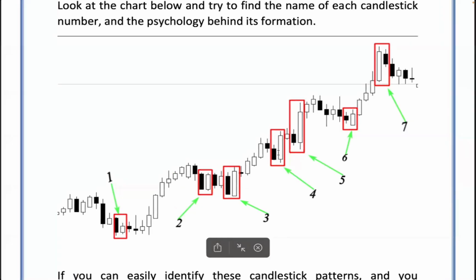4 is bullish engulfing. Beautiful. Bullish engulfing is because the previous candle is a bearish candle, and then the candle right after is a bullish. So the bullish candle here completely engulfed the bearish.